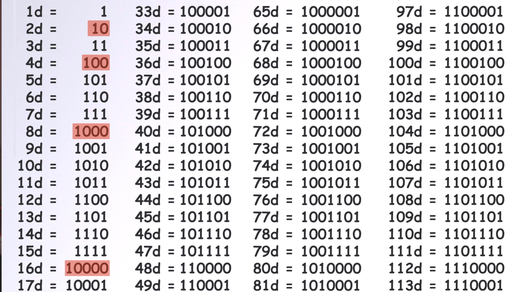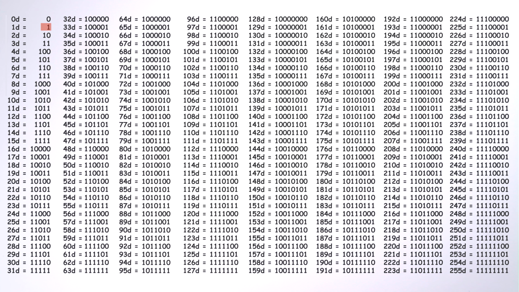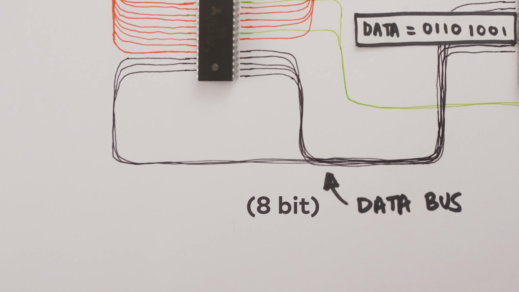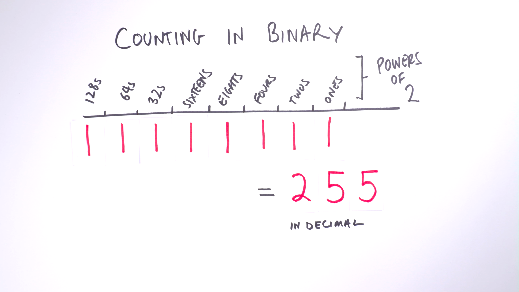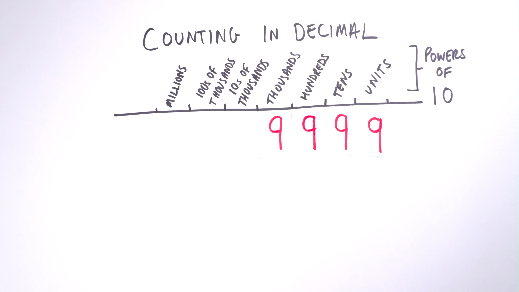If we look one down from the powers of 2, we can see numbers that are made up entirely of 1s, and these represent the largest binary number that we can count to with a given number of digits. For example, let's say we have 8 wires, like in the Z80's data bus, then the largest binary number we can represent with those 8 wires is 8 ones, or 255. Again, we can see the same kind of thing happening in decimal. If we have a number that's made up of 4 digits, the largest number that we can count to with that is 9,999. And that's really all there is to binary.